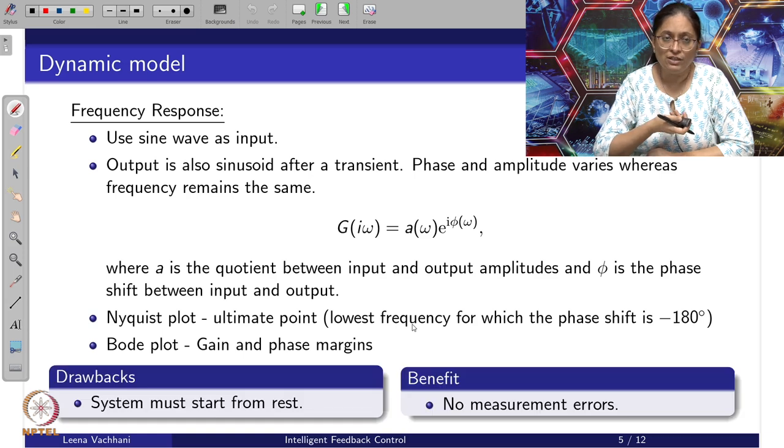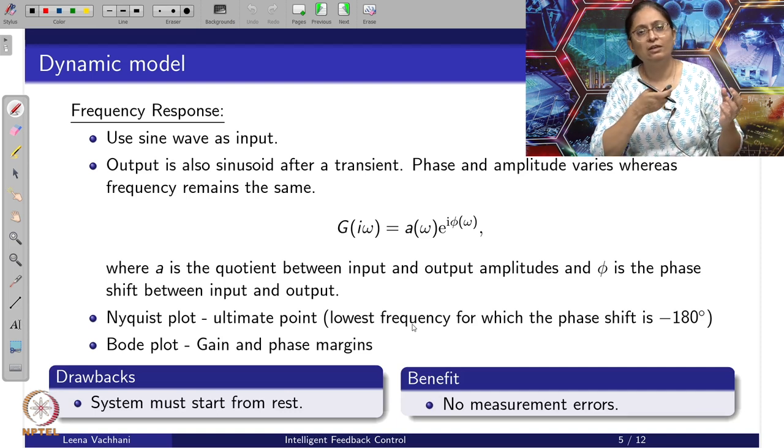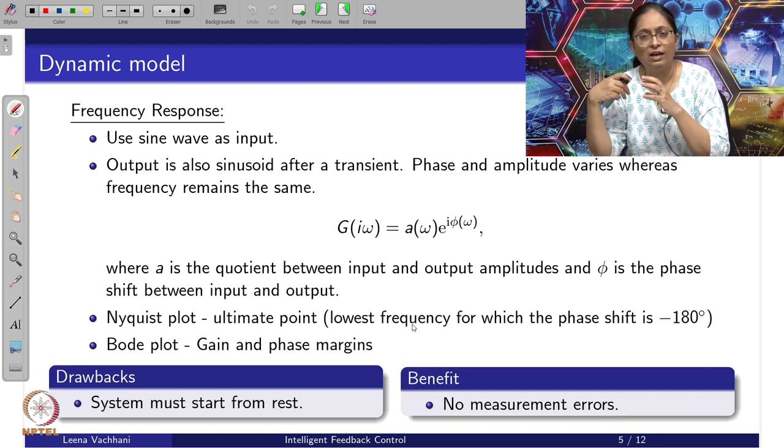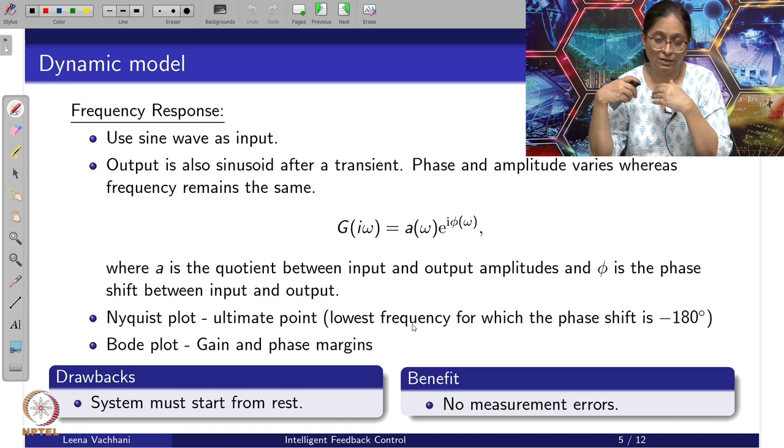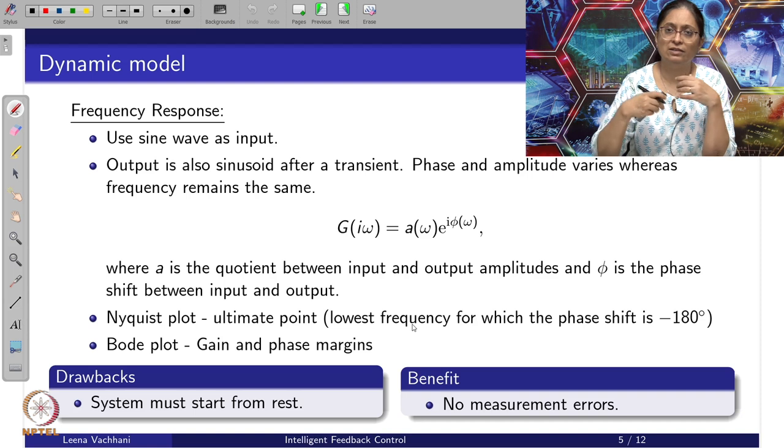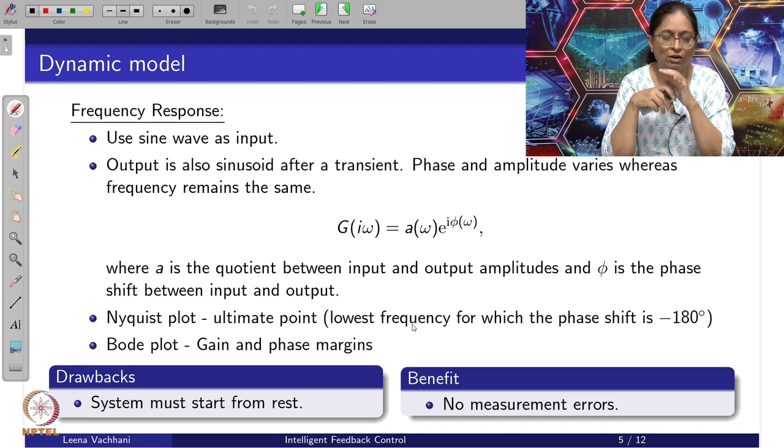So the advantage with the frequency response is we will have very low measurement errors, because the input is a sinusoid, the output is a sinusoid, and we are relying on the measurements of not a single point but the entire sine wave. That's the reason we will have fewer measurement errors as compared to the transient response, which depends on the response that we get for the step input, and which could be erroneous when we are taking the measurements with respect to time.